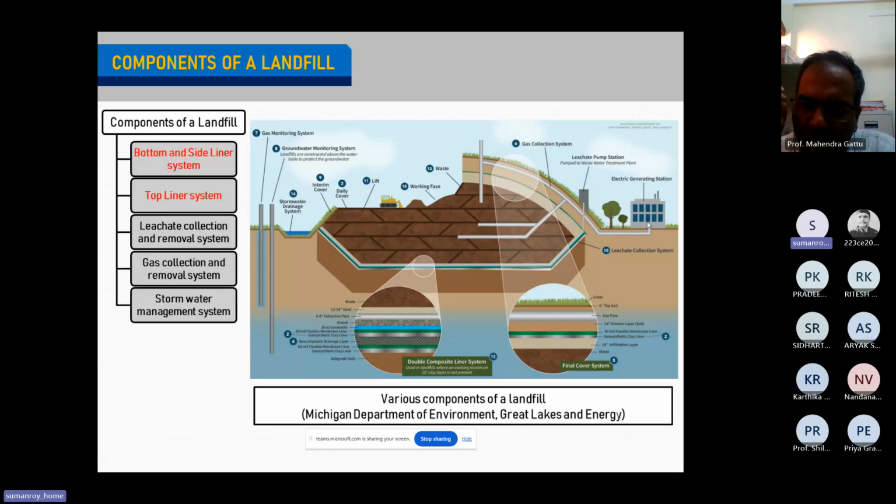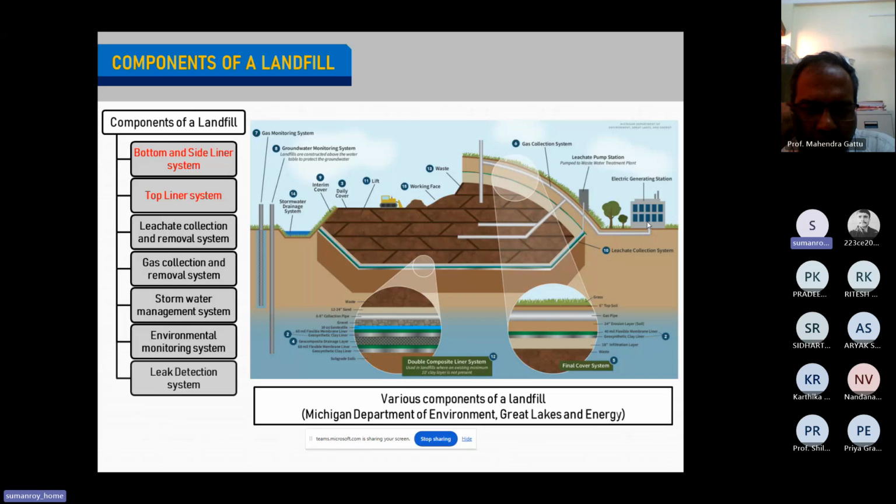Then there is a stormwater management system, an environmental monitoring system, and obviously there is a leak detection system to check whether these cover systems are working perfectly or not. That is why you have something called the groundwater monitoring system, the eighth number. This is to check the pH level of the groundwater from time to time, whether due to the landfill or anything, whether the pH level is increasing or not.